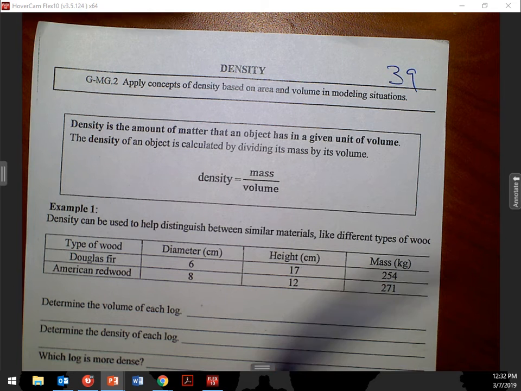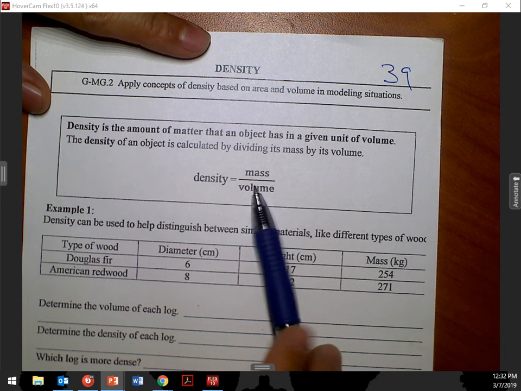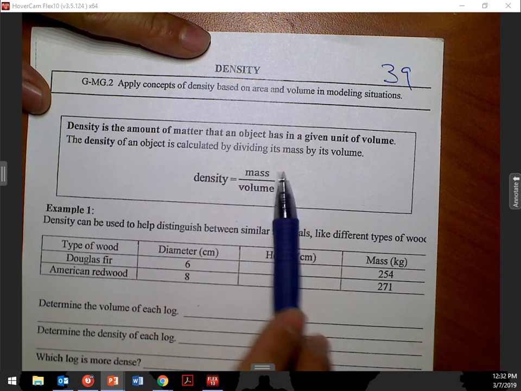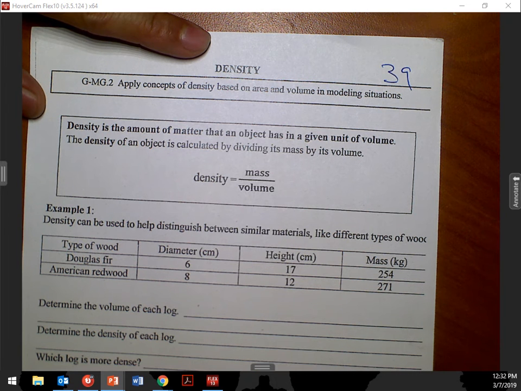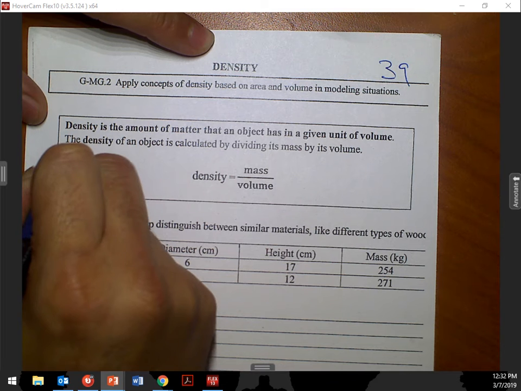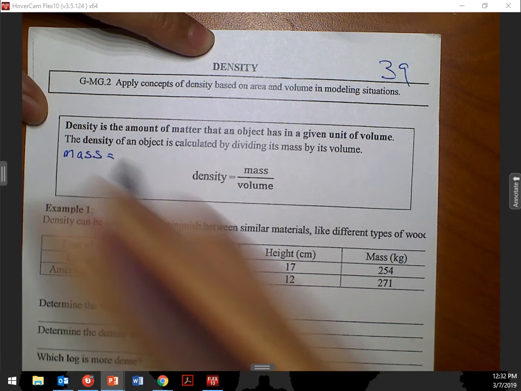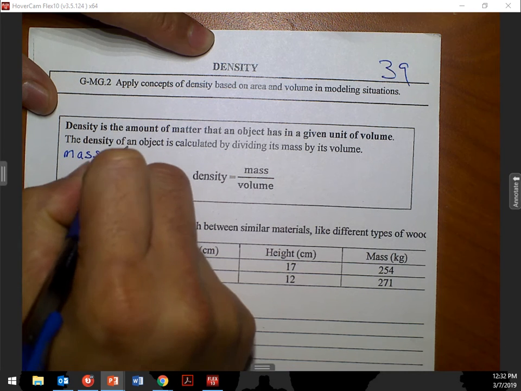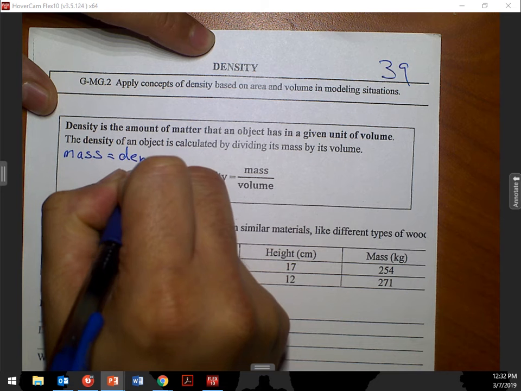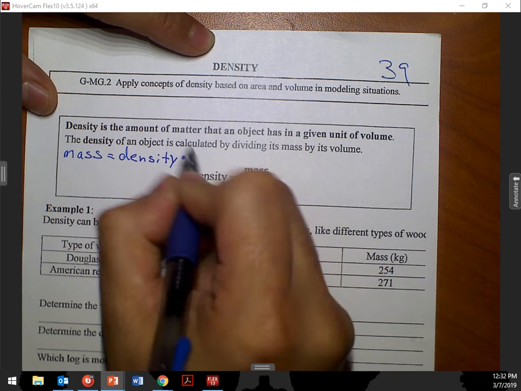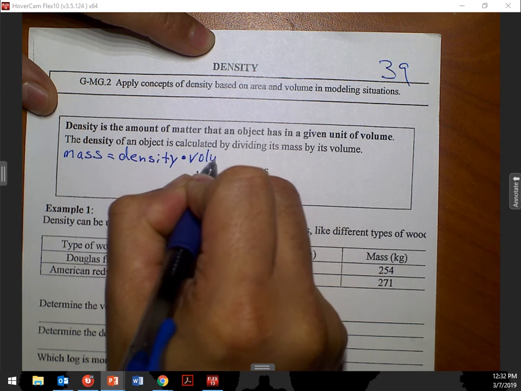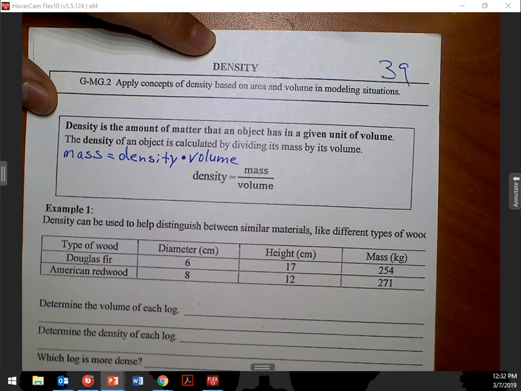So if I was looking for just the mass, this is density equals, right? What would I do to get mass by itself? Multiply by volume, right? So we could actually say that mass is equal to density times volume, right? Okay, what else can I know from that?